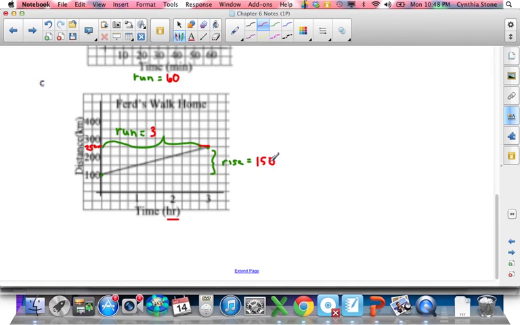So remember, the rise isn't 250 because it starts at 100. So the rise is from here to here. That's how much it changes. So it's 150. So my speed equals 150 over 3. That one I can do in my head. That's 50. And it's kilometers per hour. Okay?